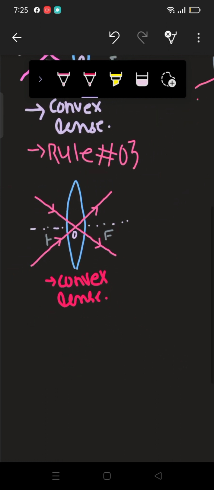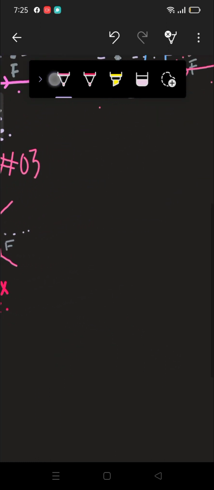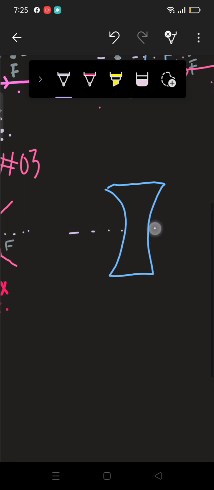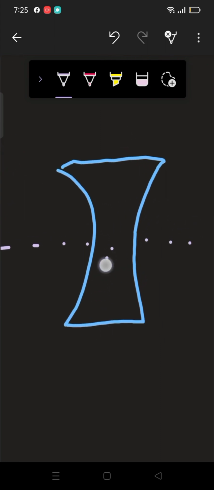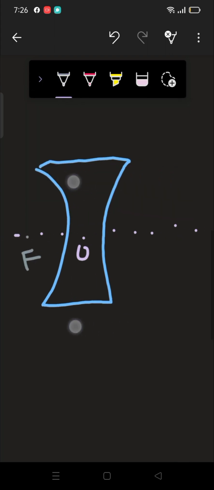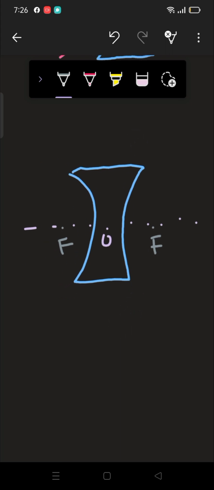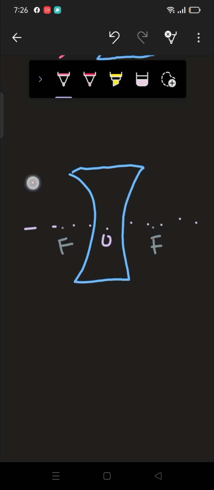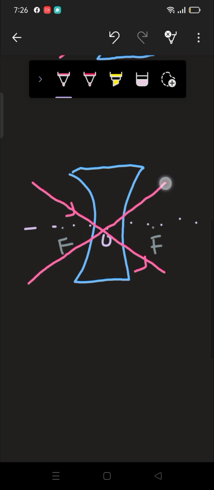Then I am going to show you the same rule by using a concave lens now. So here we have a concave lens, here we have the principal axis, here we have the optical center, and here we have the focal point, and the focal point on this side. As I told you, the rays which go undeviated through the optical center will go back along that same path. So this rule is the same for this lens as well.